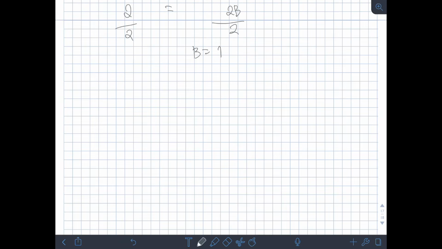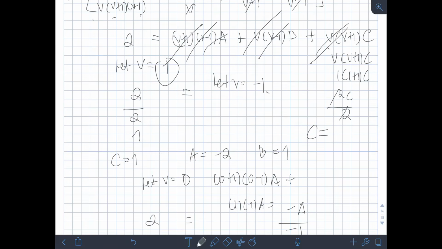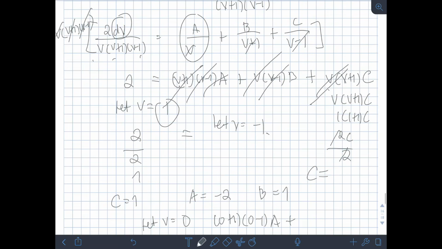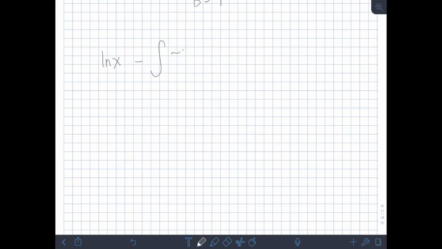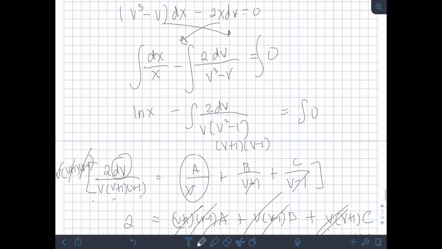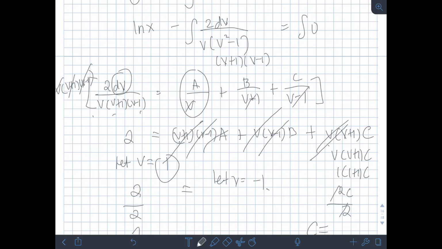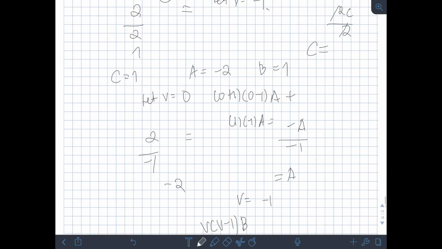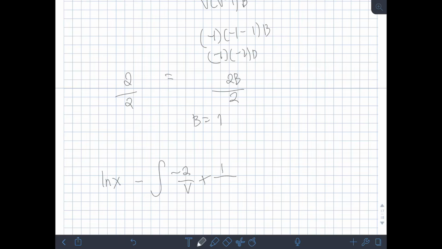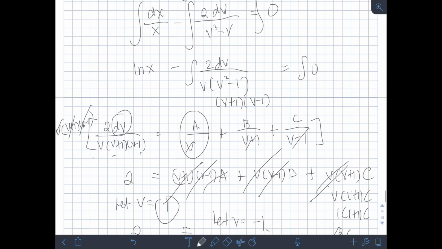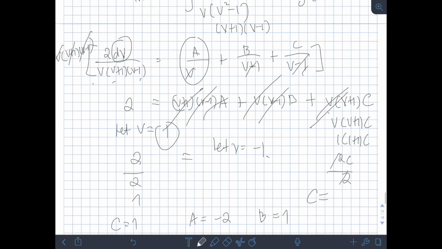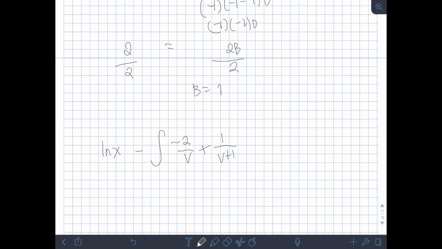Okay? So, therefore, we have ln x minus, i-rewrite ko lang diba pwede na siyang i-rewrite as this form. Yung a natin ay negative 2, so negative 2 over v, tapos itong b over v plus 1, yung b natin ay 1, so magiging plus 1 over v plus 1, tapos last yung itong c over v minus 1, si c natin ay 1 din. So, plus 1 over v minus 1 multiplied by dv equals constant na lang pag in-integrate natin tong right side.